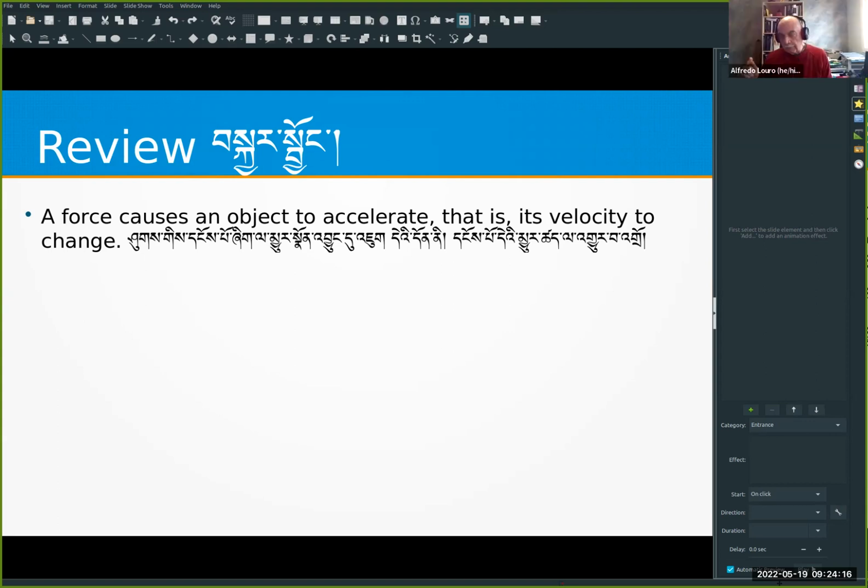And I should mention here that when I say a force, if several forces are acting on the same object because it's interacting with different things, then the net force, the net result of the different forces is what causes an acceleration.